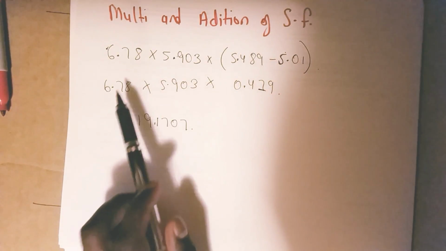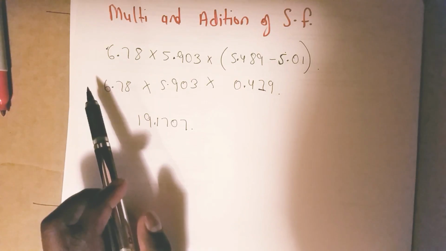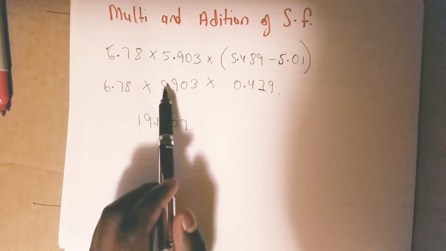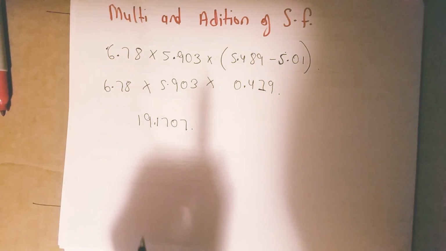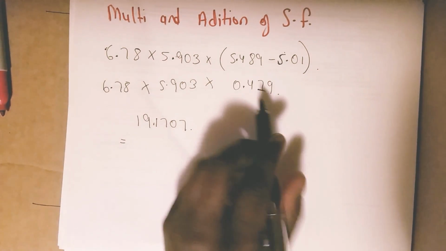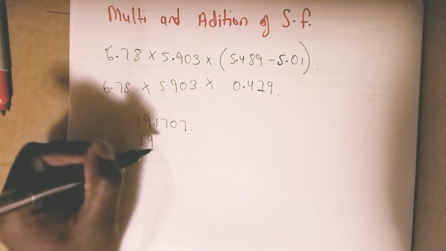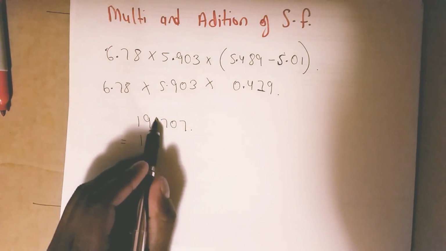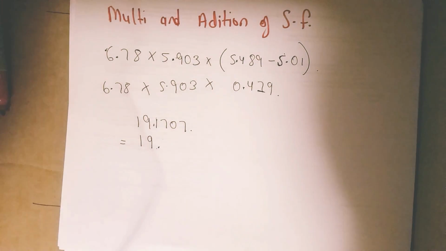So now you check the least amount. When you multiply numbers, you check the least amount of significant figures. So here has 3, here has 1, 2, 3, 4, here has 1, 2. So that means the answer should have 2 significant figures, the least amount. So the answer would be 1, 2. The last number is 1, so you leave it as 19, and that's it.